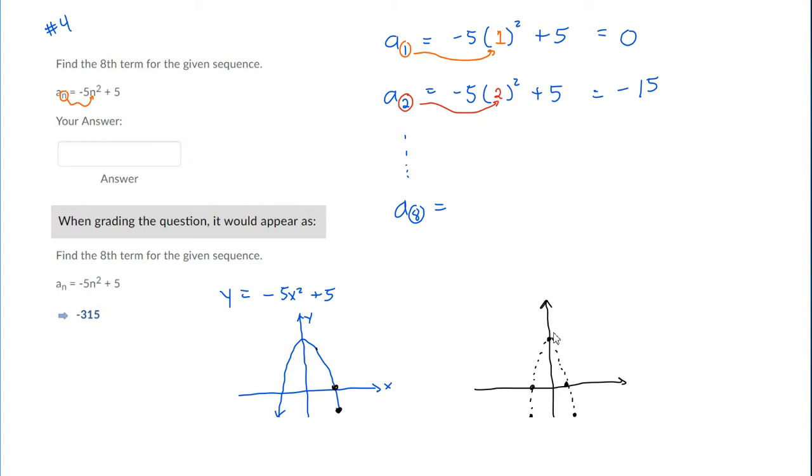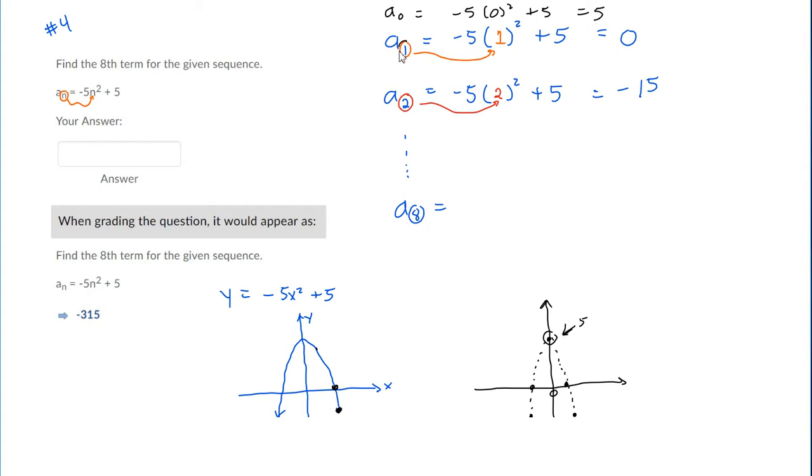The reason we're not getting this one is because we're not doing an A0. If we did an A0, then the input would be 0, and A0 would be 5, I'm sorry. So, for example, if we, in theory, did an A0, it would be negative 5 times 0 squared plus 5, which would be 5, and that would give me this value of 5 up here. Okay? We're starting at 1.